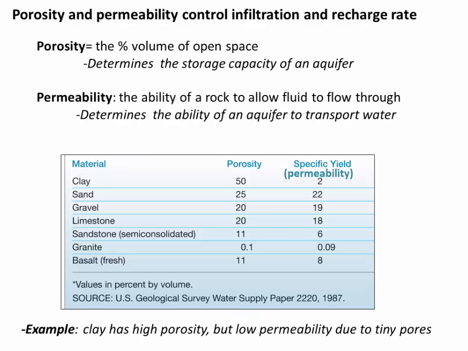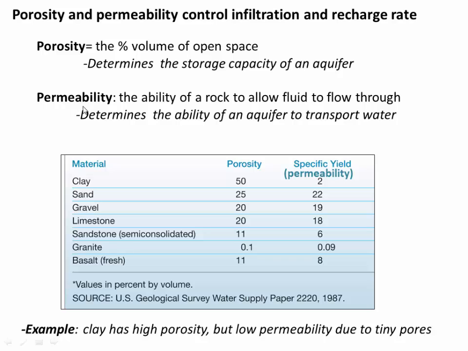So now, depending on the size of the pores and their connectivity, we can define a couple properties of the rock or soil. That would be the porosity and permeability. Okay? Porosity is the percent of open space in the soil or rock. It literally determines the storage capacity of an aquifer. Higher porosity means there's more empty space to put water in.